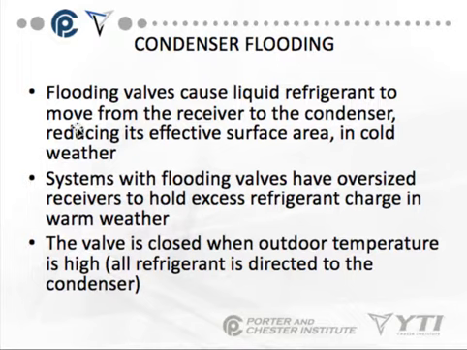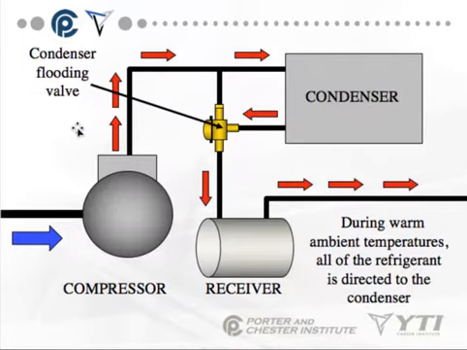Systems with flooding valves have oversized receivers to hold excess refrigerant charge in the warmer weather. The valve is closed when outdoor temperatures are high, and all the refrigerant is directed to the condenser. By flooding the condenser with liquid refrigerant, we're basically reducing the ability of heat to be rejected.